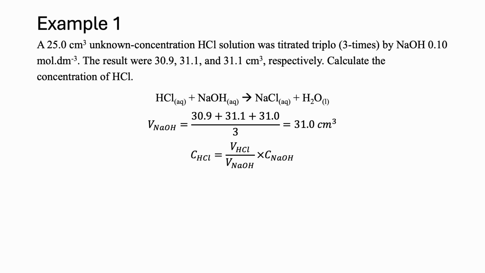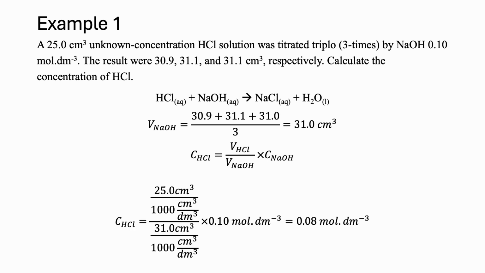We can use this volume to calculate the concentration of HCl because all of the data is given. So the concentration of HCl would be 25 cm³ converted to dm³, and then 31 cm³ converted to dm³, and then times 0.1 mol/dm³. So the result would be 0.08 mol/dm³ for the concentration of HCl.